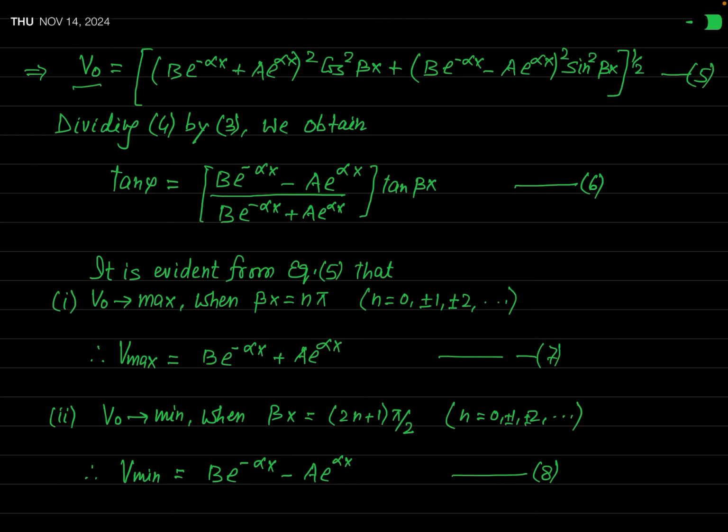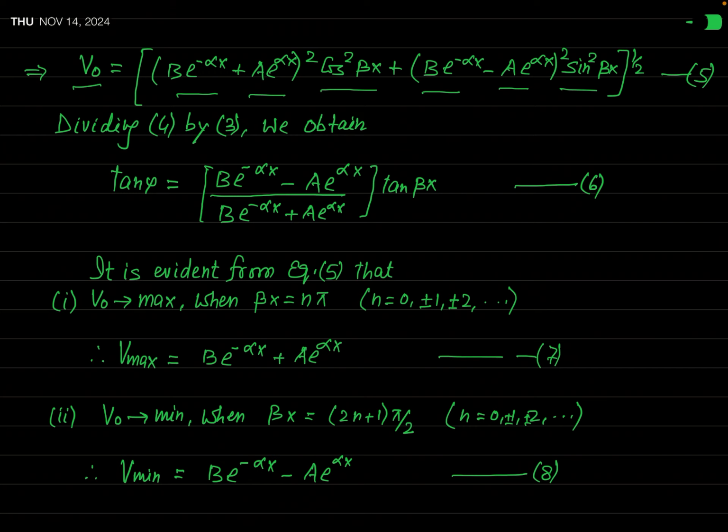Therefore you can see V naught is given as the square root of [B times e to the power minus alpha x plus a times e to the power alpha x] whole square times cos square beta x, plus [B times e to the power minus alpha x minus a times e to the power alpha x] whole square times sin square beta x. So in this way we have obtained the value of V naught. Actually this is the equation of the standing wave produced in this transmission line.